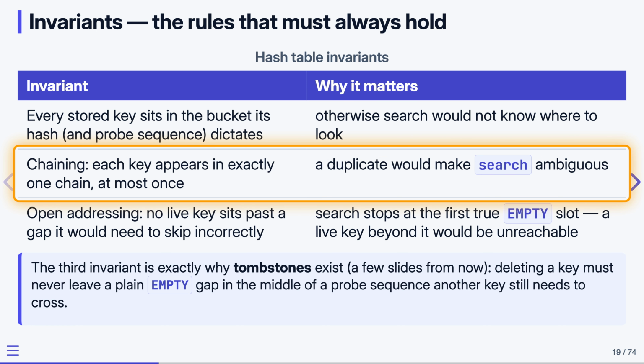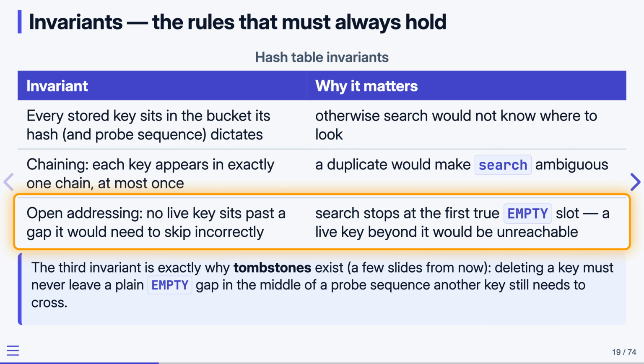Second rule, for chaining: each key appears in exactly one chain and only once. A duplicate would make search ambiguous because it would not know which copy is the real one. Third rule, for open addressing: no live key sits past a gap it should not have skipped. Search stops at the first truly empty slot. A live key beyond that empty slot could never be reached.